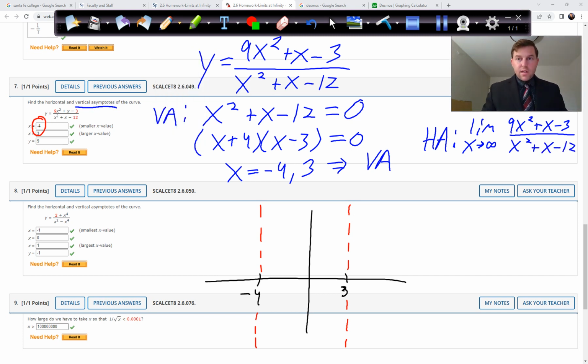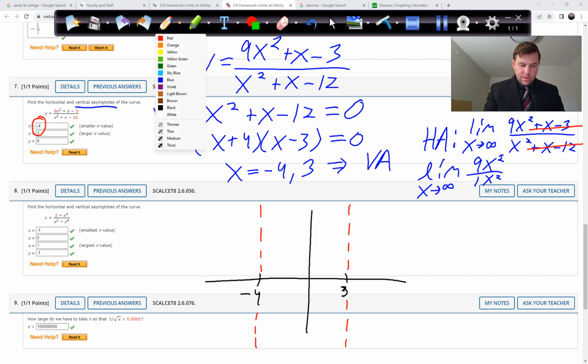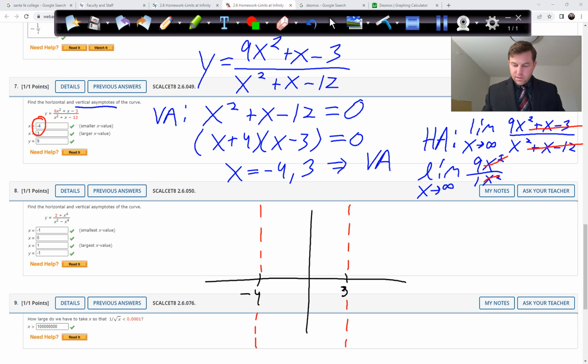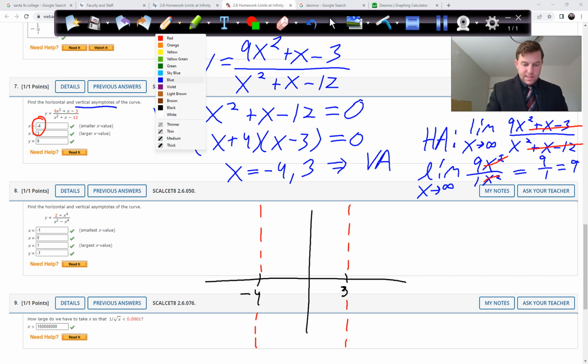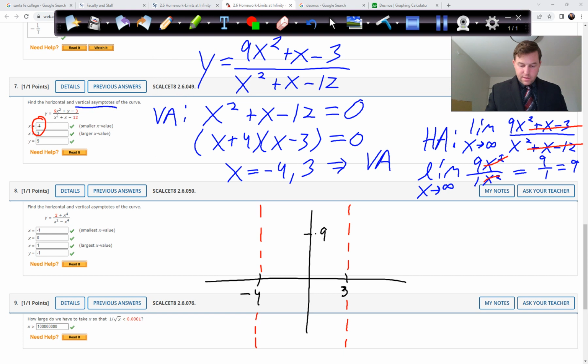And by that argument I just made, we can toss away everything except for the x squared terms. So that's gone, and that's gone. So we're going to get the limit as x approaches infinity of 9x squared divided by 1x squared. And those x squareds can now be canceled because there's one on top, one on bottom. And this limit equals 9 over 1, which is just 9. So at the height y equal to 9, we will get a horizontal asymptote that looks like this.